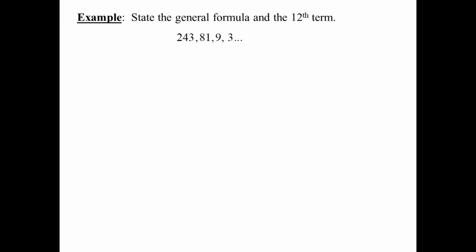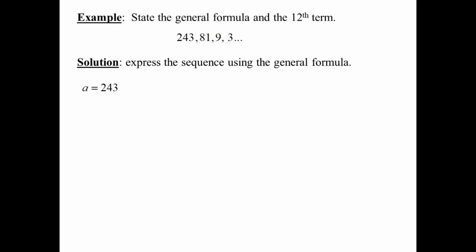Another example: 243, 81, 9, 3. Solution: express the sequence using the general formula. To do this, we'll need a, which is 243, and r, the result of dividing backwards, the common ratio r. So that's a third, because 3 over 9 is a third, 9 over 81 is a third, 81 over 243 is a third.